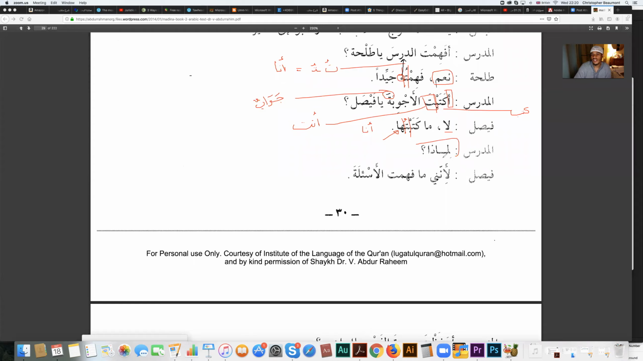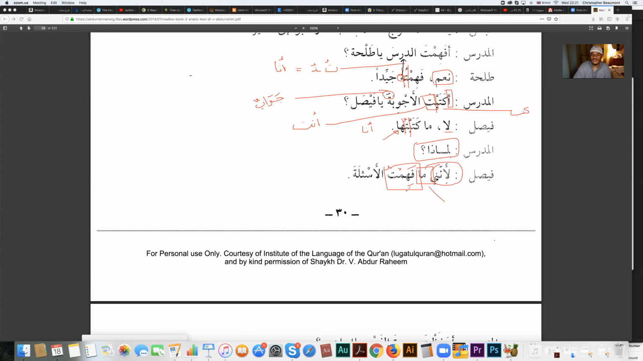Then the mudarris says, لماذا, i.e., لماذا ما كتبت الأجوبة. That's the meaning. لماذا, why, ما كتبت, you didn't write الأجوبة. You didn't write the answers. What does Faisal say? لأنني. We saw لأني a little while ago, but لأنني is very fine to use. ما فهمت الأسئلة. Here, ma is the ma of negation.